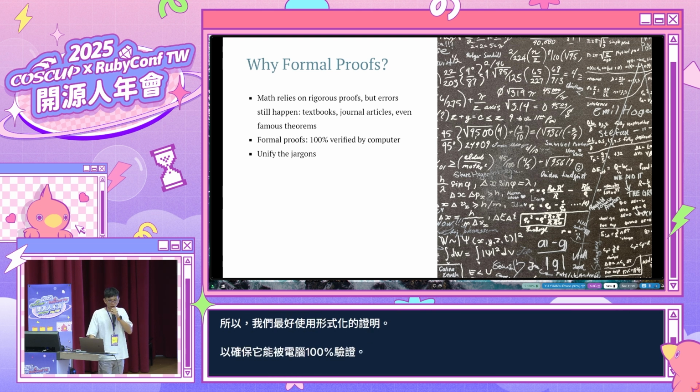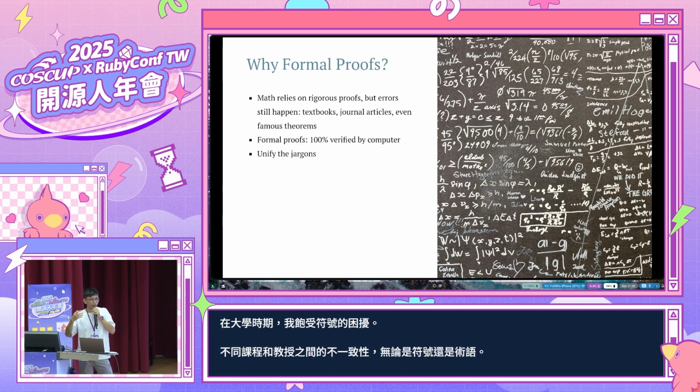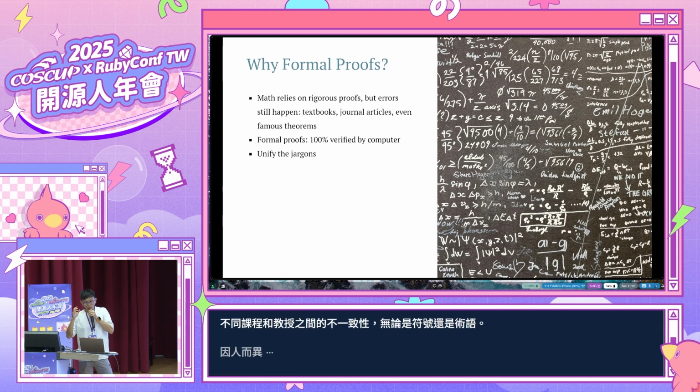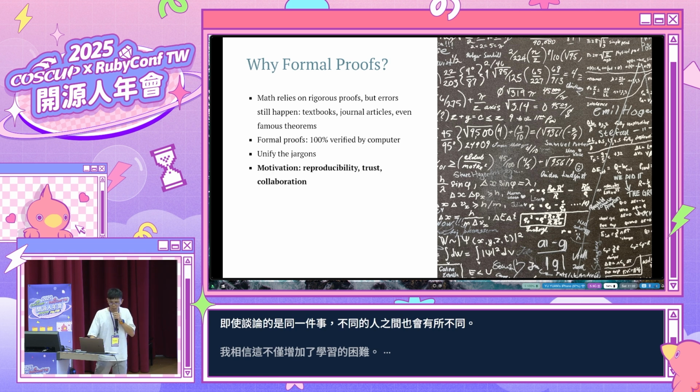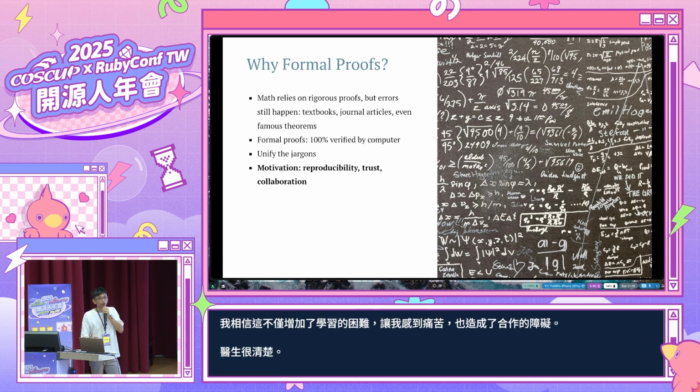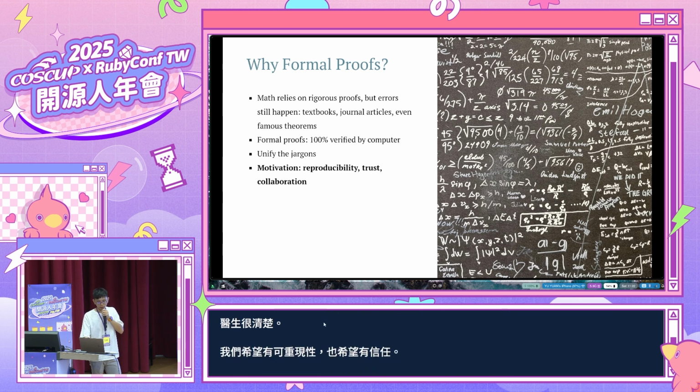Besides, we can unify the jargon. When I was studying in college, I suffered from the pain of notation inconsistencies across different courses and different professors. These notations or jargon differ from person to person, even when they are talking about the same thing. I believe this not only increases the learning difficulty, at least I felt lots of pain, but also creates a barrier to collaboration. So the motivation is clear. We want reproducibility and we want trust. We want more collaboration. So that's why formal proof matters.